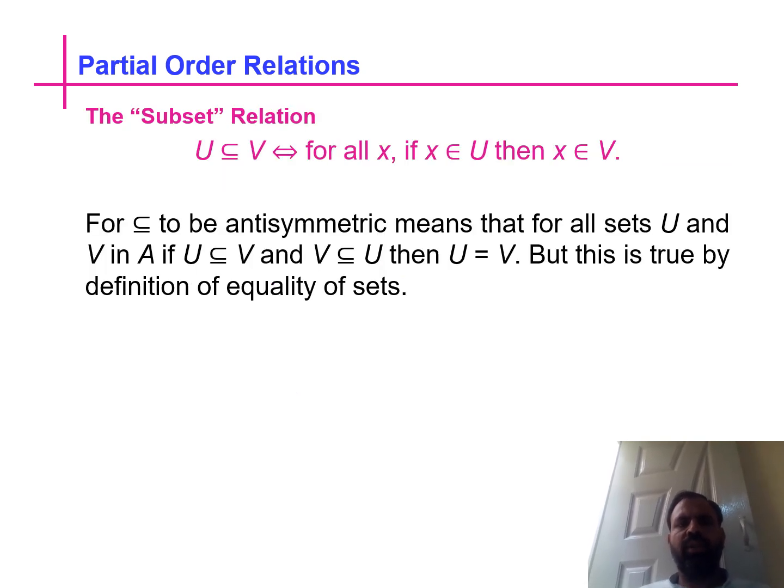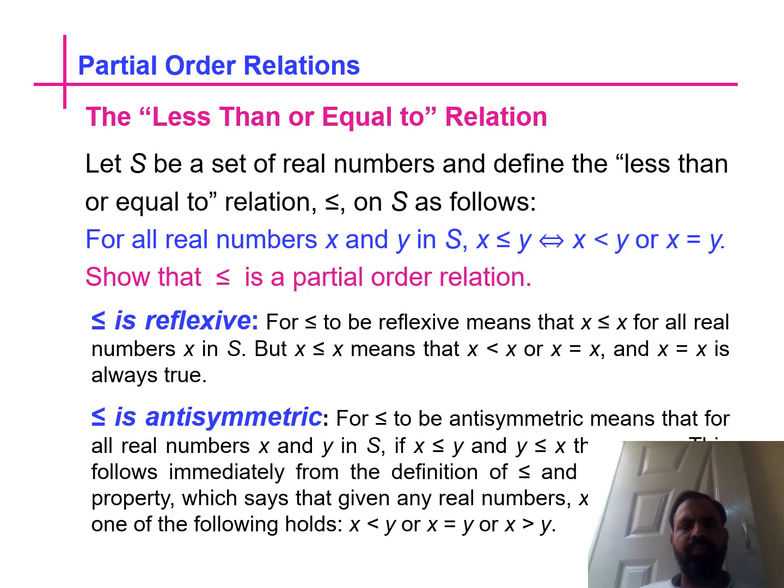For the subset relation, u is a subset of v means for all x, if x belongs to u, then x belongs to v. For the subset relation to be antisymmetric means that for all sets u and v in A, if u is a subset of v and v is a subset of u, then u is equal to v. But this is true by the definition of equality of sets.